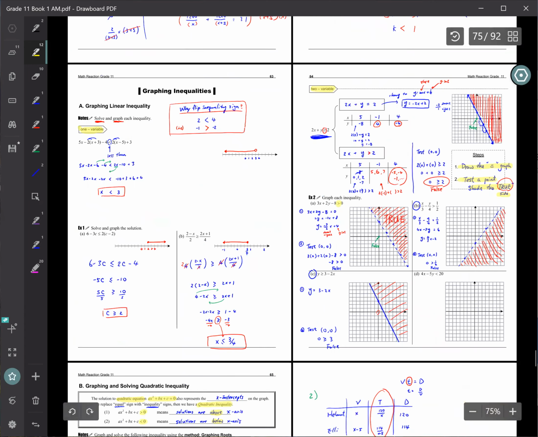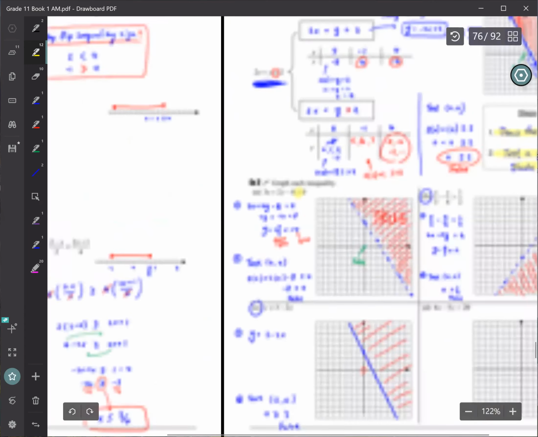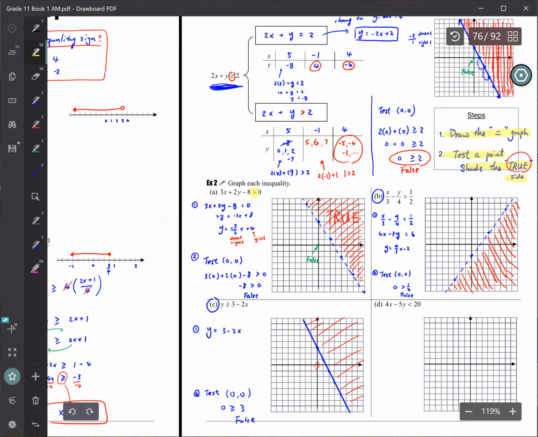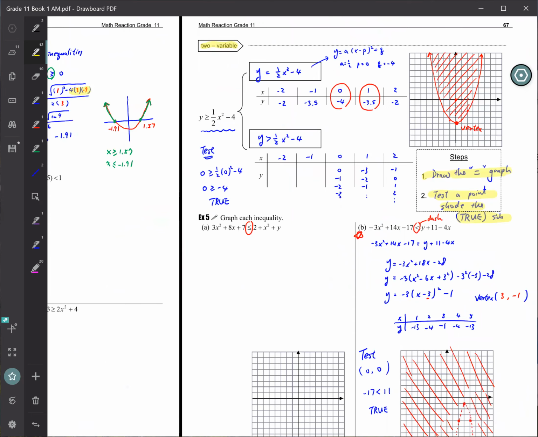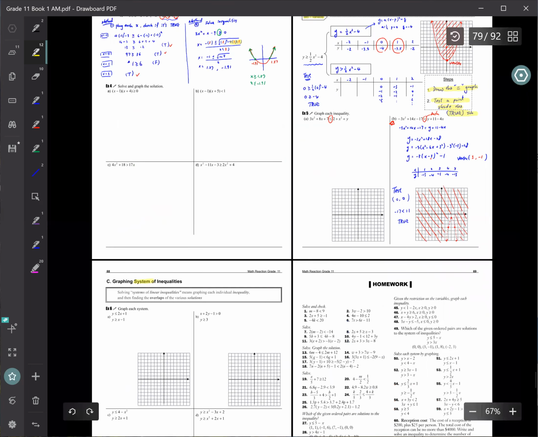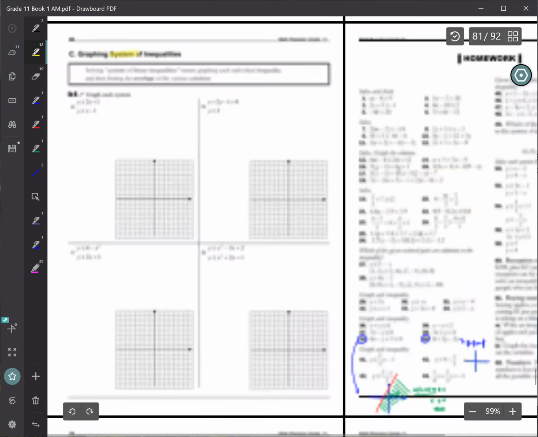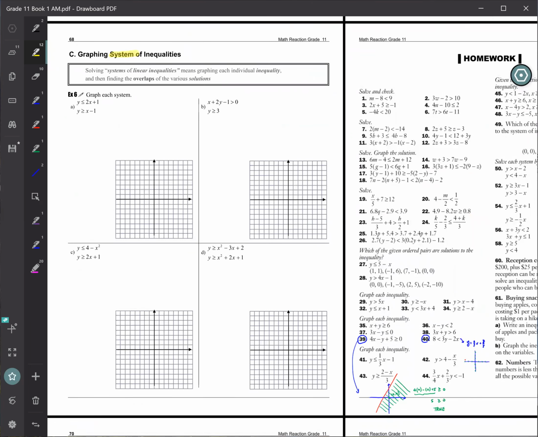So in linear, two variable, right? We can do the testing, right? And quadratic, linear, same thing, okay? So the only difference between the two is one is a parabola, the other one is straight lines. So what happens if we combine both of them together? We want the part that's true for both of the graphs, okay?